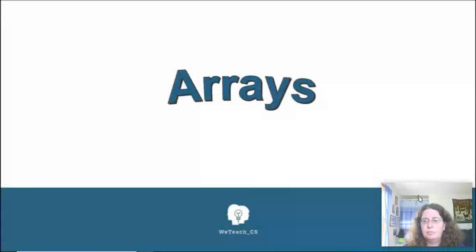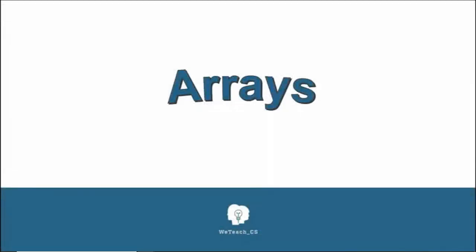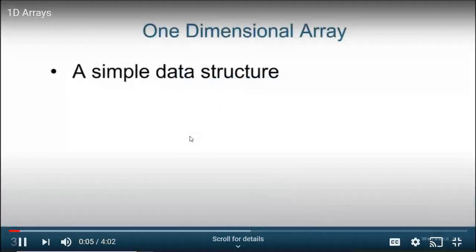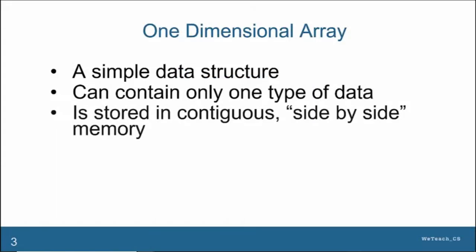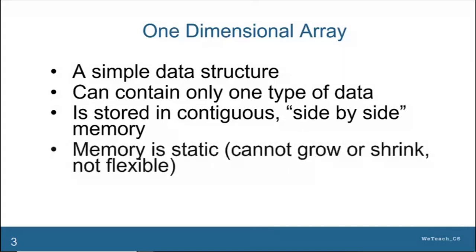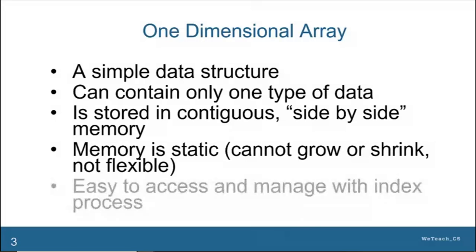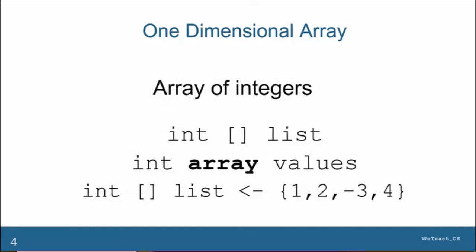Let's talk about one-dimensional arrays. An array is a collection of data, all of one data type. It is stored in contiguous memory in the computer, which just means side by side. When memory is allocated to an array, it is fixed or static, not flexible to grow or shrink. An array is very easy to manage using a process called indexing.